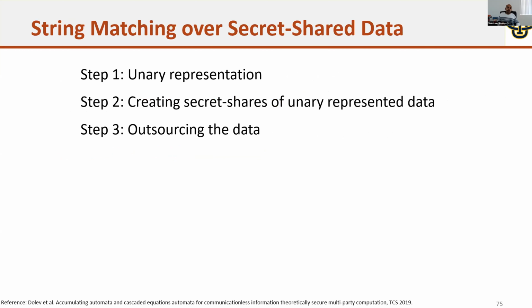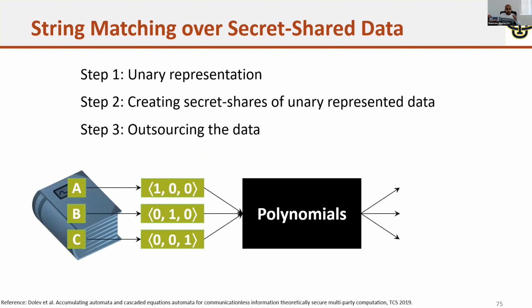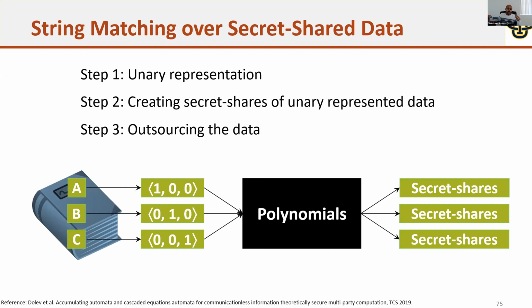There is a technique, a very recent one from a theoretical computer science paper. In this paper, they represent the data as a unary vector and then create secret shares. Suppose my dictionary contains only three symbols A, B, and C, and I make this rule. If A appears, I will make the vector 1, 0, 0. If B appears, I will mark it as 0, 1, 0. And if C appears, I will mark the third position as 1 and the remaining two positions as 0. So these are the bit vector or unary representations of the three symbols.